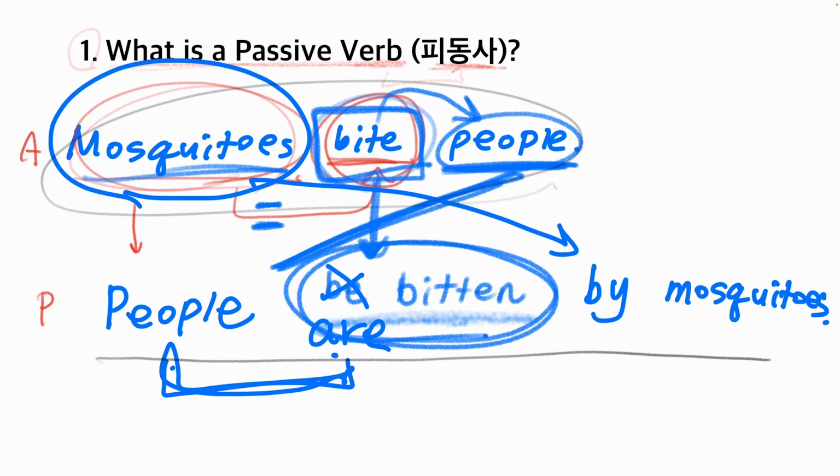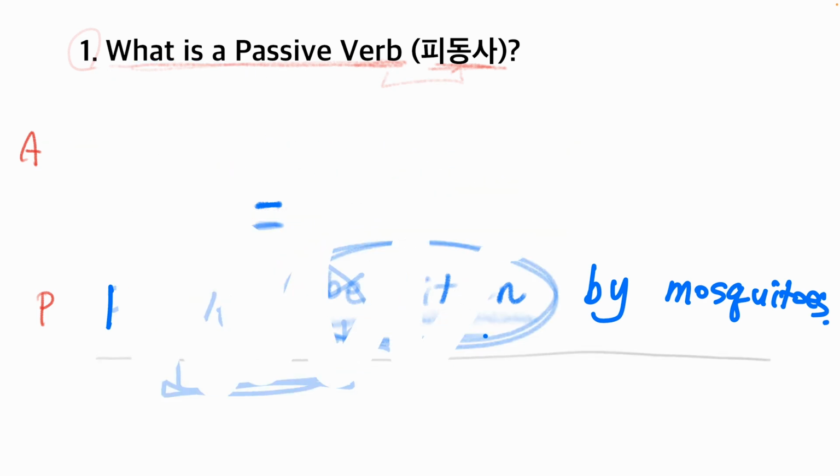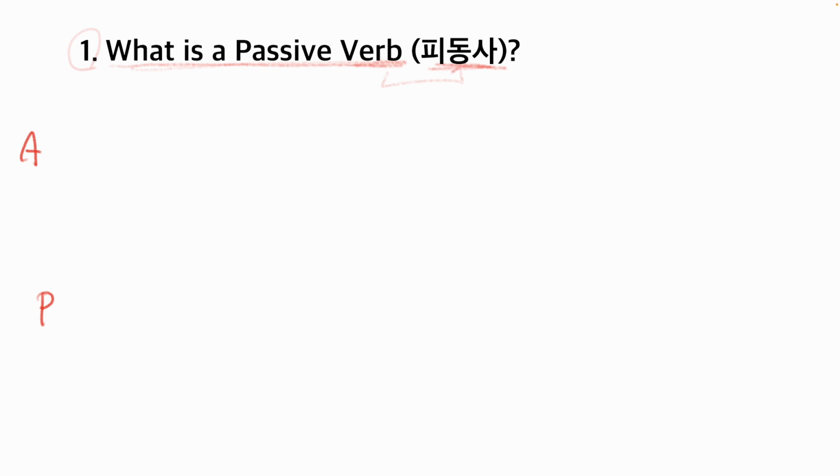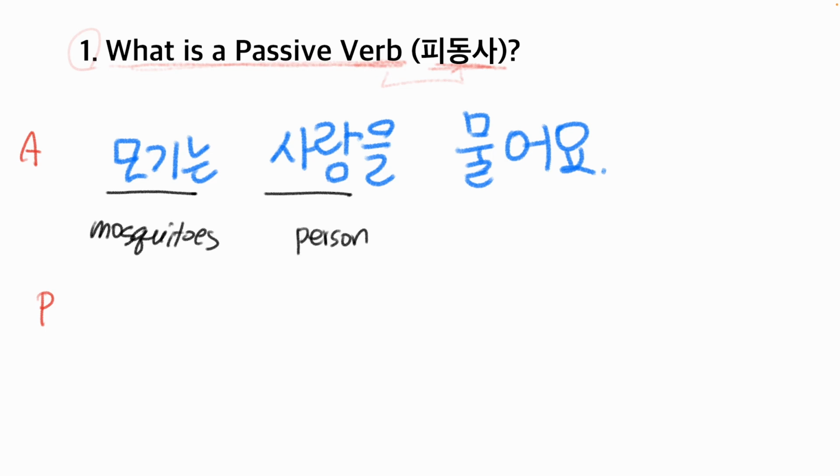And it works very similarly in Korean active and passive sentences as well. So let me give you the sentence with the same meaning as the English version. So 모기는 사람을 물어요. Now this is how you say mosquitoes bite people in Korean. And 모기 means mosquitoes, 사람 means a person, and 물어요 means bite.